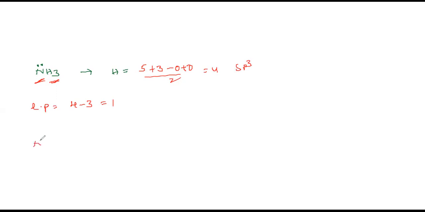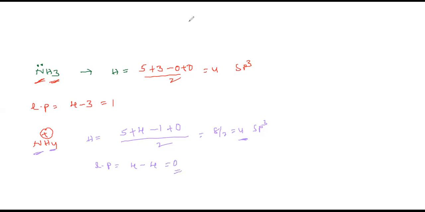For example, NH4 plus. Hybridization equal to the group number of nitrogen, 5, plus how many monovalents, 4, minus cation, which is plus 1, plus anion 0, by 2. That is 8 by 2, that is 4, sp3. Again, number of lone pairs: 4 minus the number of surrounding elements, 4. So 0 lone pairs are there.